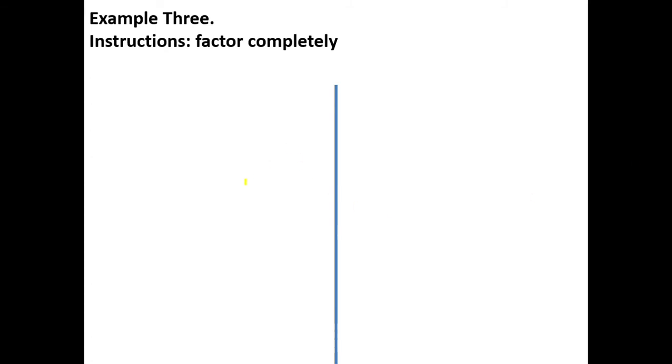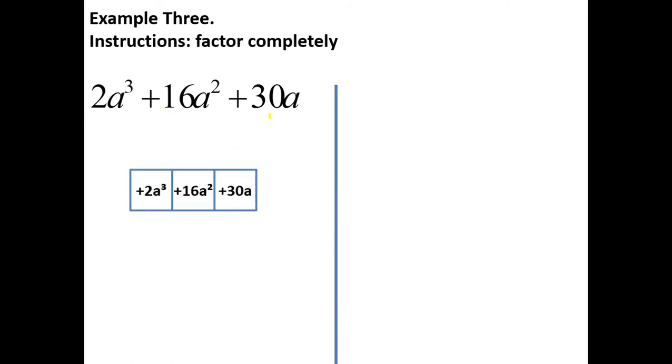This is example 3. Okay, factor completely. Okay, here's your polynomial, and we're going to try to factor it apart. So we're going to make ourselves a distribution box, and we're going to put our 3 factors, our 3 terms, the 3 things being added together, inside of the boxes. Okay, so what comes out of all 3 of these boxes? There's an A in this one, there's an A in this one, and there's an A in this one. Okay, so A will come out of all of them.